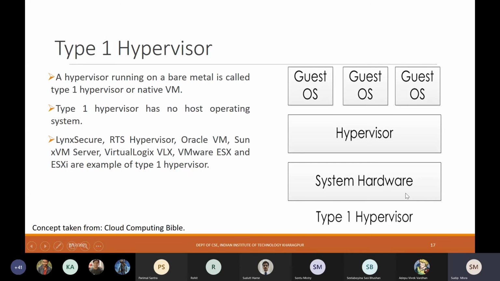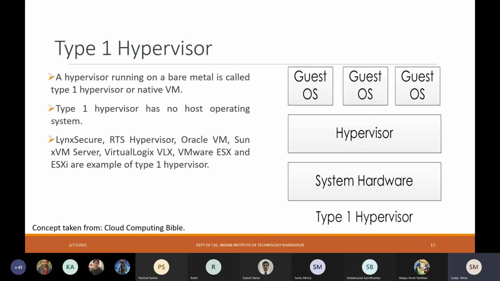Okay. And so there is no host operating system in this kind of hypervisor. There is no host operating system. So this hypervisor runs directly on the hardware itself, system hardware itself. There is no host operating system, as you can see over here, right? So some of these different examples, commercial examples of type 1 hypervisor are listed over here. Link Secure, RTS hypervisor, Oracle VM, like this. Actually, there are plenty of type 1 hypervisors that are available in the market.